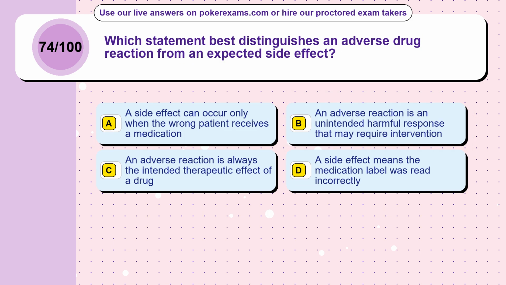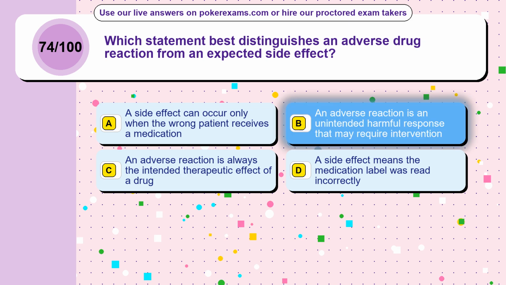Question 74. Which statement best distinguishes an adverse drug reaction from an expected side effect? Option A. A side effect can occur only when the wrong patient receives a medication. Option B. An adverse reaction is an unintended harmful response that may require intervention. Option C. An adverse reaction is always the intended therapeutic effect of a drug. Option D. A side effect means the medication label was read incorrectly. The correct answer is option B.